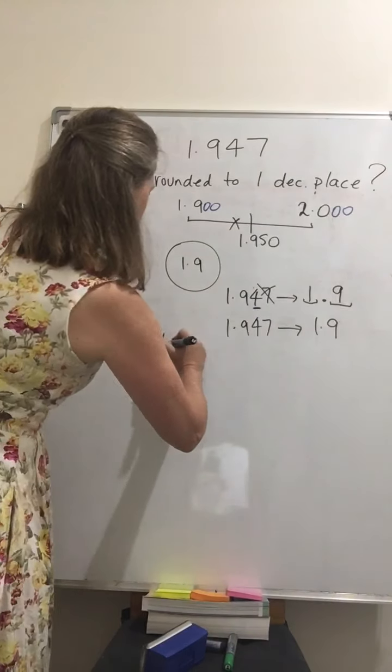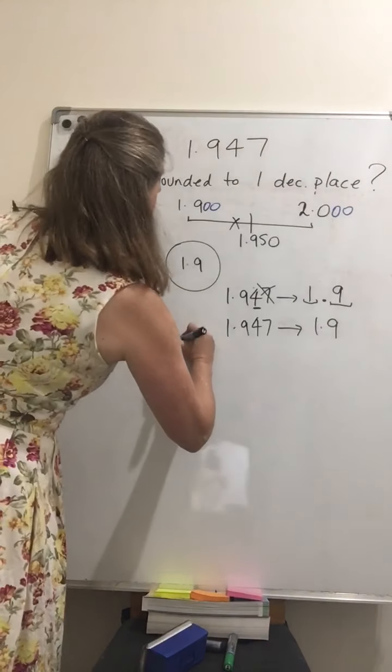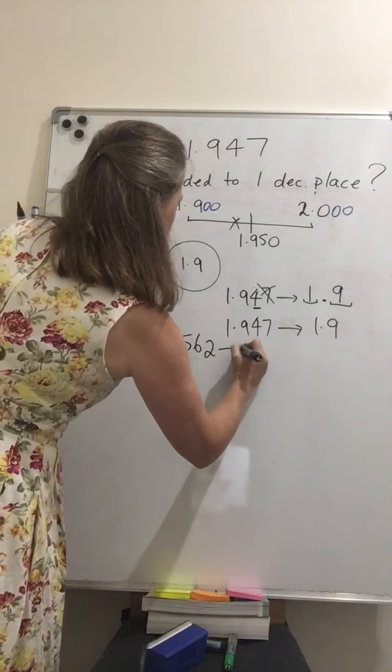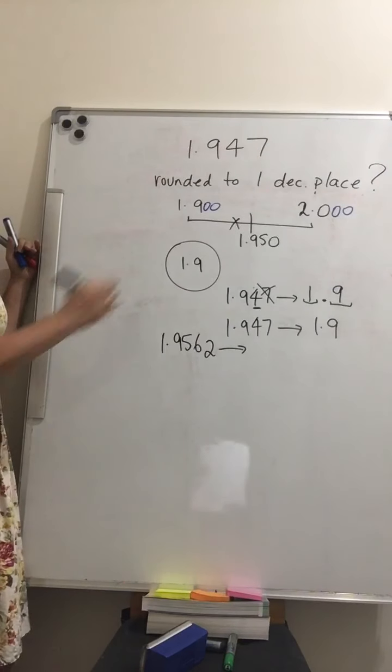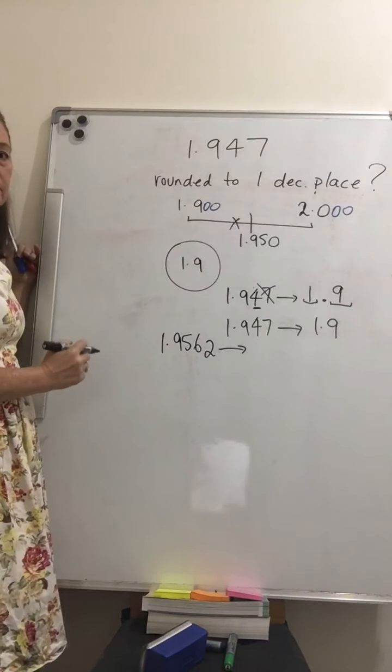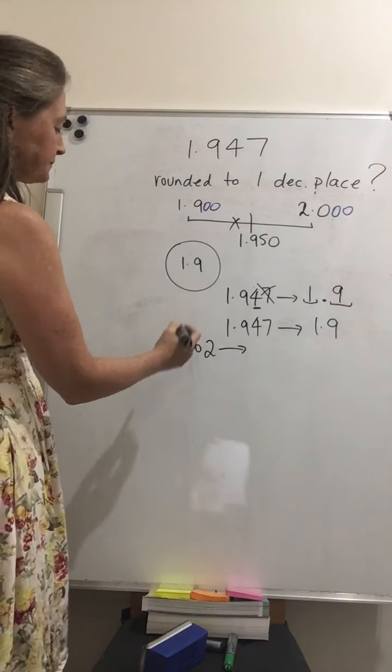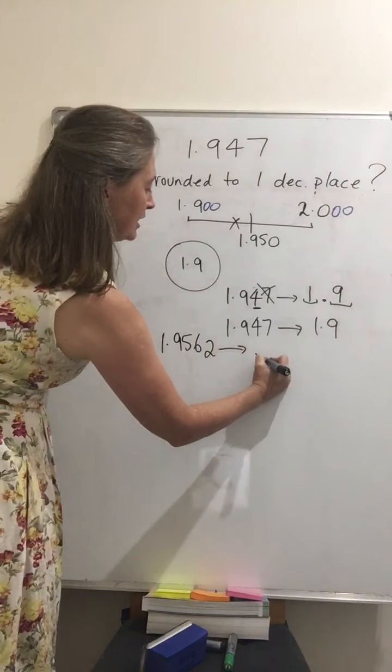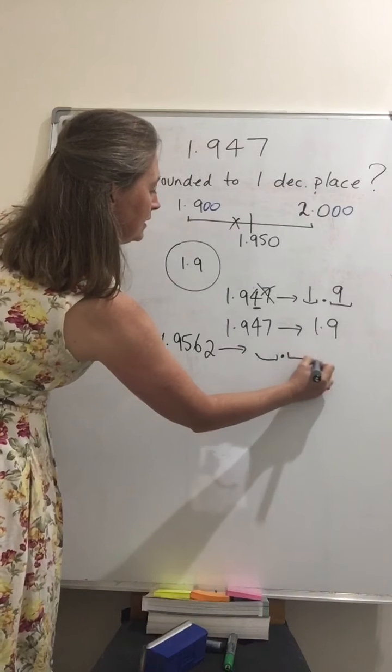What if I set the point 1.9562 and I decide I want to round that off again to 1 decimal place? How would I do it? Well, 1 decimal place means you're going to have something, point, something.